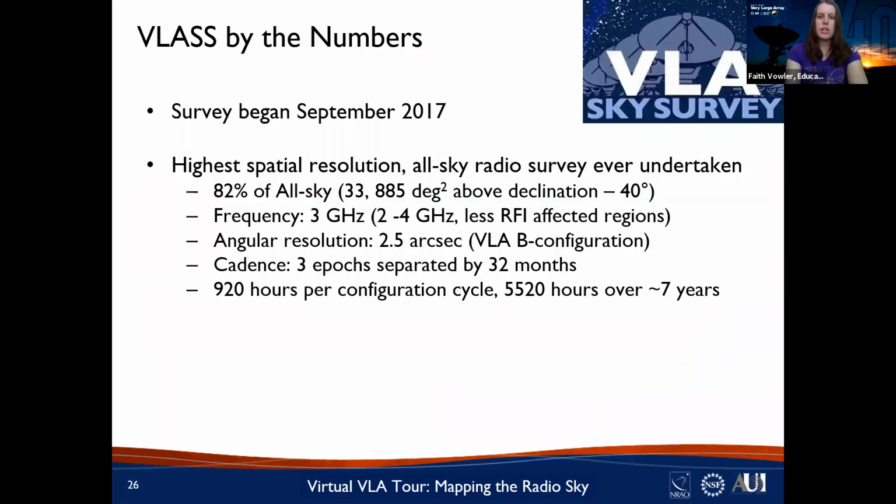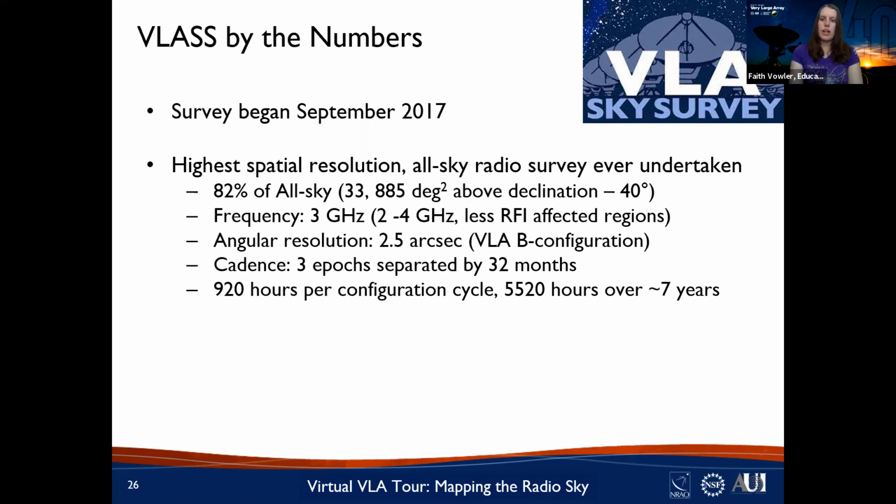And so by the numbers, like I said, it began in September 2017. And it's the highest spatial resolution all sky radio survey ever undertaken. And so again, 82% of the all sky. So that's one thing it has in common with the NVSS, that it looks at the whole sky that we are able to see. It uses a frequency of 3 gigahertz for the most part, varies between 2 to 4 gigahertz in areas that are less affected by radio frequency interference, or RFI.